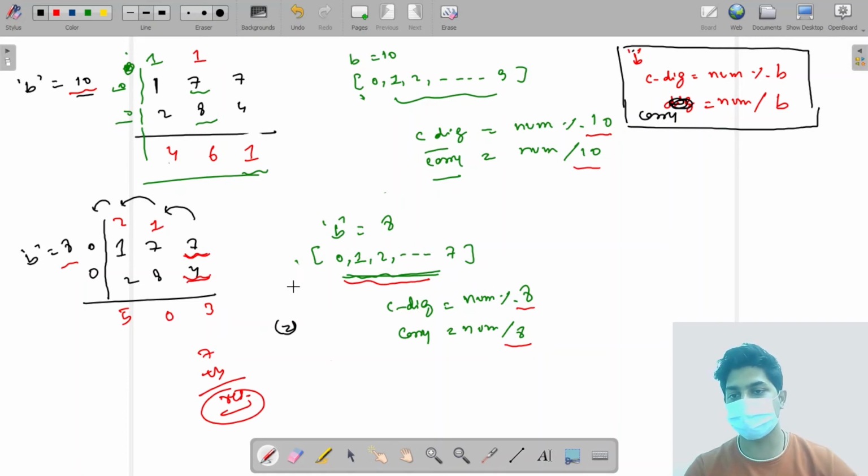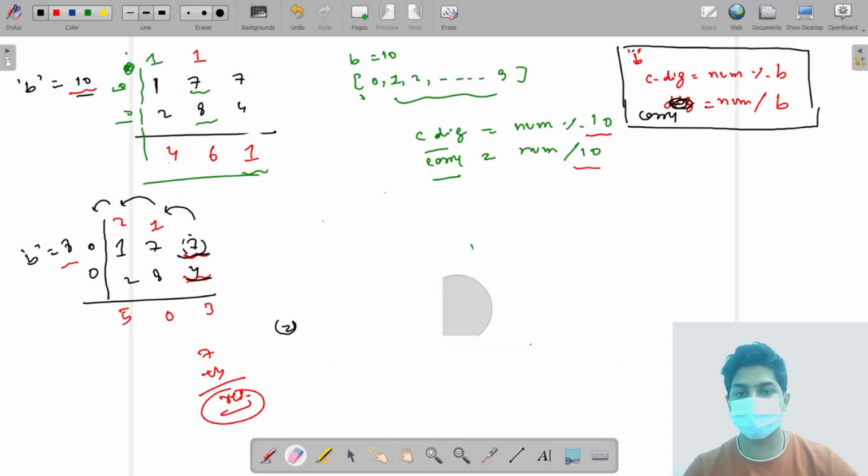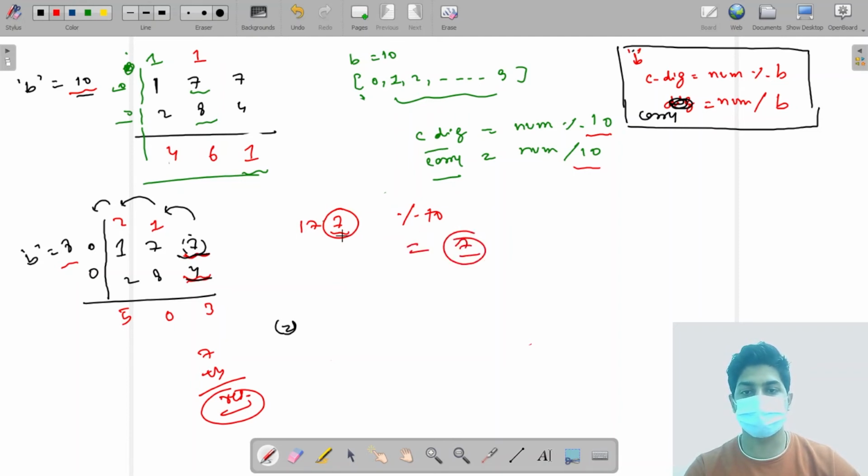Each time we extract the last digit. Like for the first time, we are extracting these two digits, and these are the last digits. Suppose 177 is given to us and we want to extract the last digit. We take modulus by 10, so we are able to get the last digit 7.